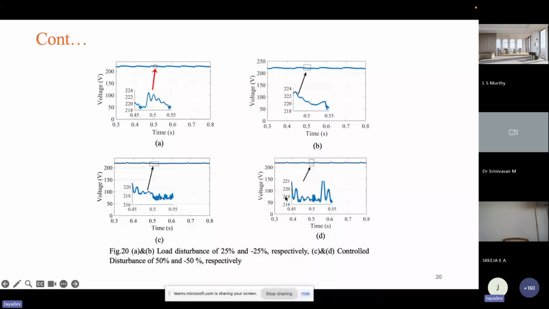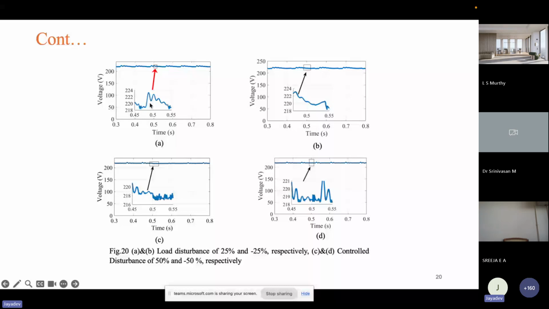And we have tested different load disturbances and control disturbances. We changed the load by a 20% increase and a 20% decrease. In both cases we noticed only minor variation in the DC link voltage.